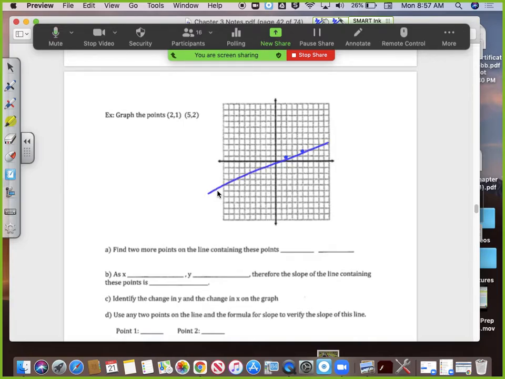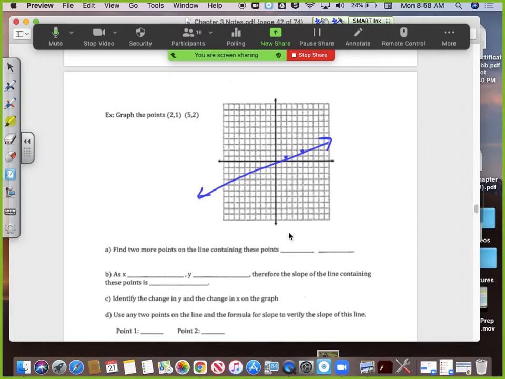They only give us 2 points in this example. You only need 2 points to create a line. I kind of missed the other point, but if I use a straight edge, this would be better. But here's an example of what the line looks like. This line is not as steep, but it is increasing. If we look at it from left to right, it is increasing from left to right. It's asking us to find 2 more points on the line that contains these 2 points, but it's actually kind of hard for me because I didn't draw a perfect line. So I'm going to skip A for now.